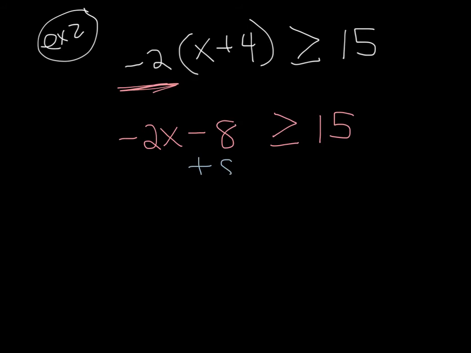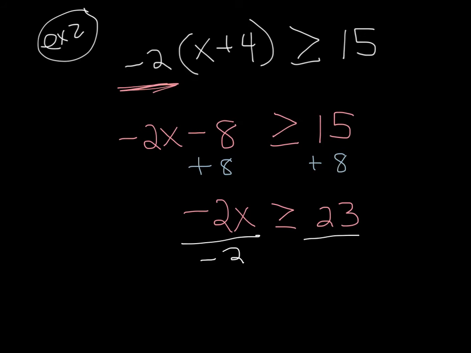Now I'm going to add 8 to both sides to isolate my variable. Now remember, there's no special rule for adding or subtracting anything. So the inequality stays the same. 15 plus 8 is 23. We're all good. Okay, now I'm going to divide both sides by negative 2 to get 1x.